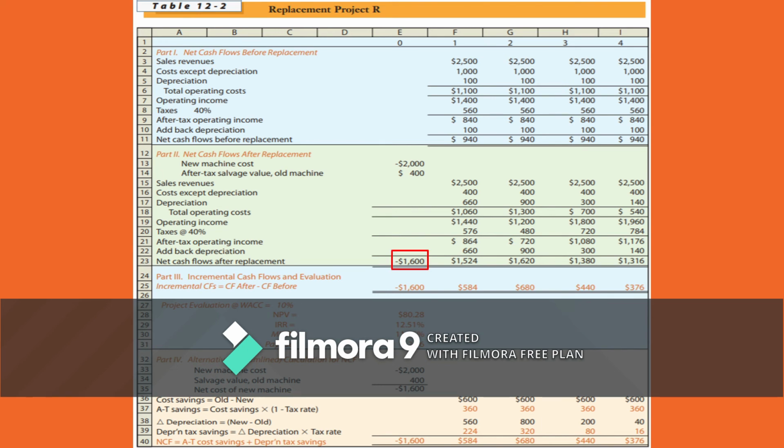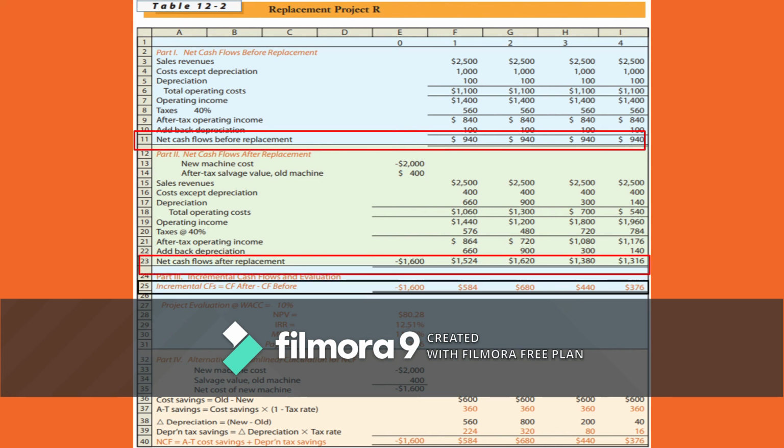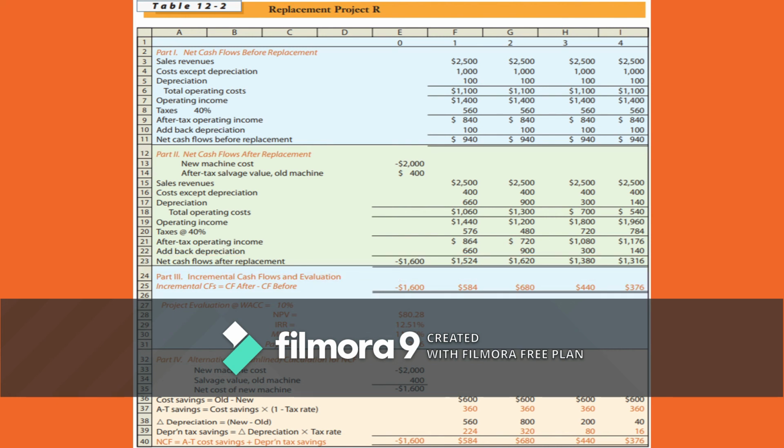The net cash flows based on the old machine are shown on row 11, and those for the new one are on row 23. Then on row 26, we show the differences in the cash flows with and without replacement. These are the incremental cash flows used to find the replacement NPV. When we evaluate the incremental cash flows, we see that the replacement has an NPV of $80.28, so the old machine should be replaced.